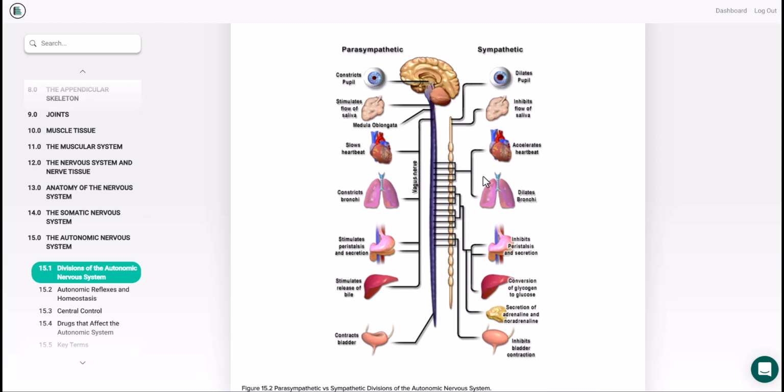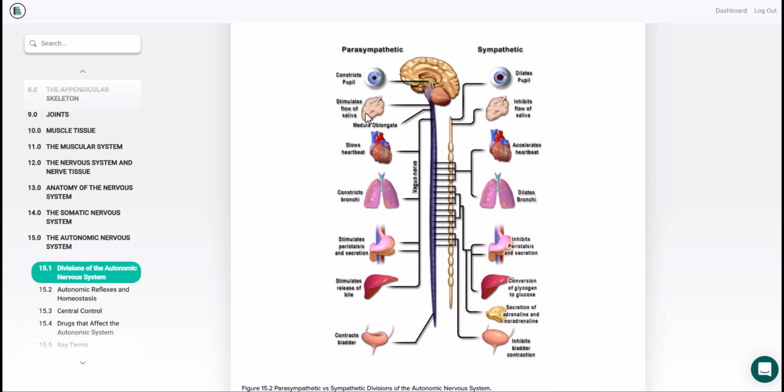So that's everything on the right side of the diagram. Let's take a look at the left side of the diagram. This is what's going on during rest and digest, during parasympathetic. It's essentially the opposite. The pupil is going to constrict, right? You're going to get very tiny pinpoint pupils when you're more relaxed. You are going to stimulate the flow of saliva.